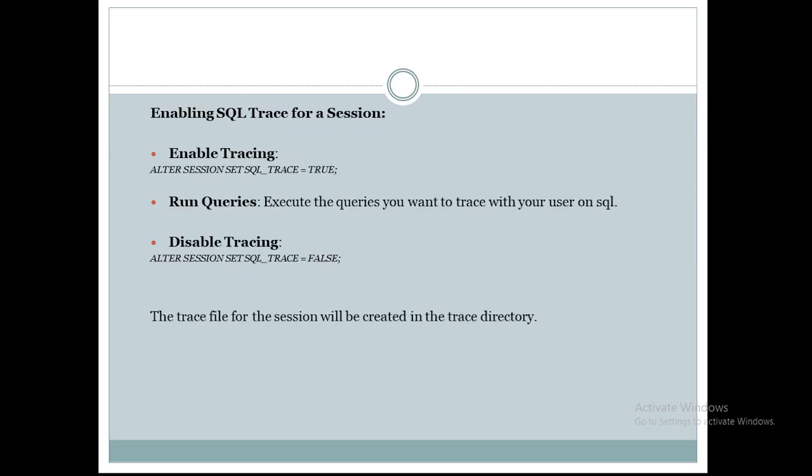We have earlier talked about how to enable SQL trace for a particular user session. That's quite easy. We just need to use alter session set sql_trace equal to true. Then the trace file for a particular user session will be enabled. We can run a few queries if you want to test, and then with the same command we can use false and disable the trace files for that session. So by this we can enable or disable the trace files.